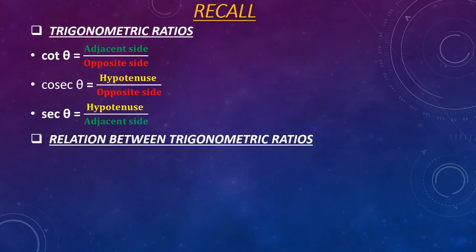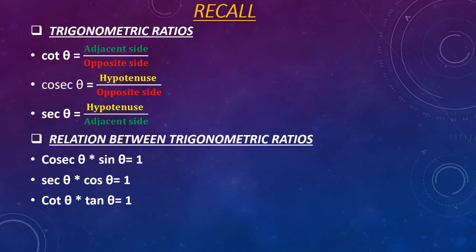Next we had seen about the relation between trigonometric ratios. So first is cosec theta into sin theta is equal to 1. Sec theta into cos theta is equal to 1. Cot theta into tan theta is equal to 1. Also we had seen the formula of cot theta, that is cos theta upon sin theta.